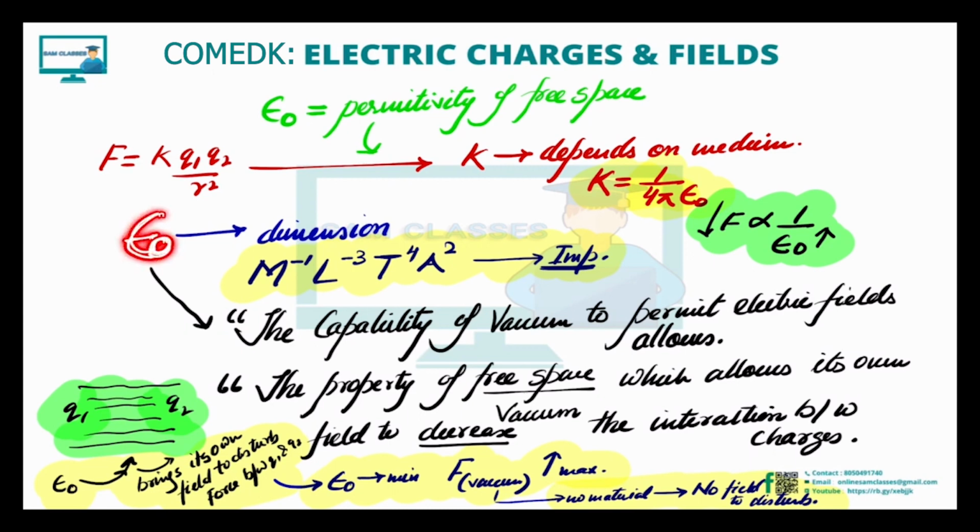Now, basically epsilon, or the permittivity, creates its own field to disturb the interaction between the charges. The stronger it creates, the more it will disturb. The weaker it is, the less it will disturb. So the capacity or property of a medium to create or allow its own field to decrease the interaction is known as epsilon naught. So the less the epsilon naught, the more will be the force.